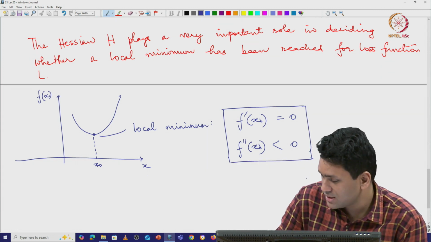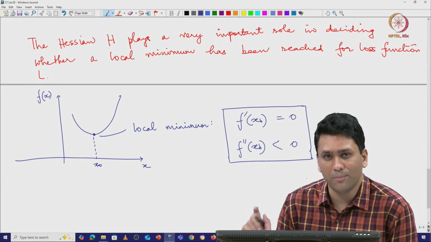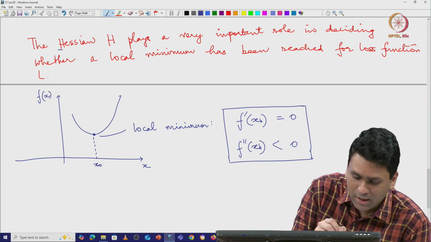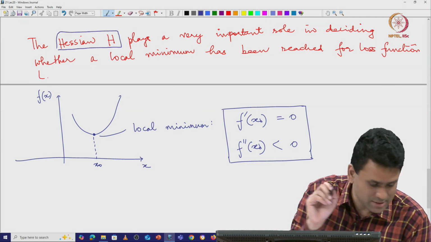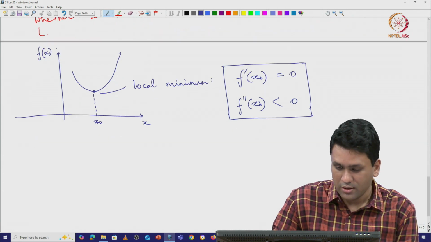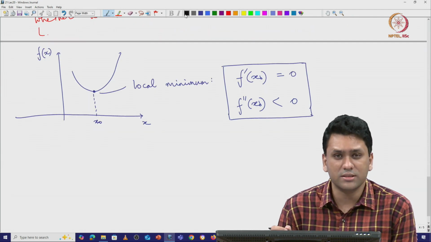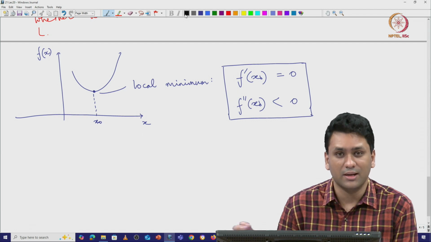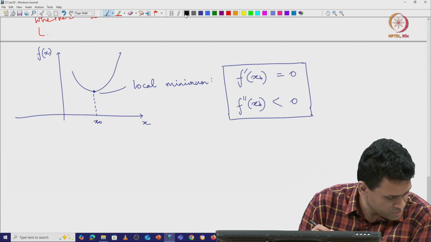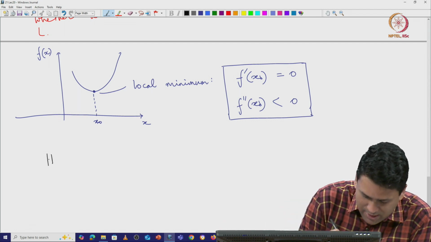So, what is the equivalent of this for a multidimensional function? That has everything to do with the Hessian H. Okay. So, how is the Hessian H defined and why does it play such a prominent role? Let us look at that. So, this is how the Hessian is defined.